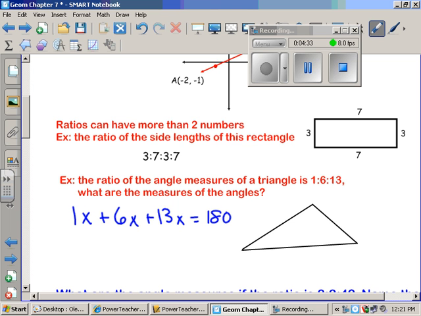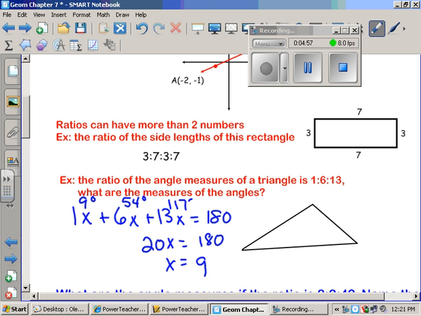Okay, so add them all up. 20x equals 180. Divide by 20, so I get x is 9. So this angle would be 9 degrees. This one's going to be 54 degrees. And this one, let's see, 90 plus 27, 117 degrees.